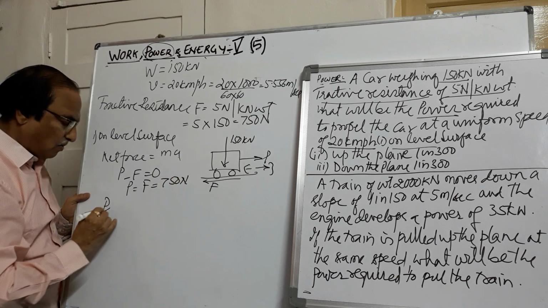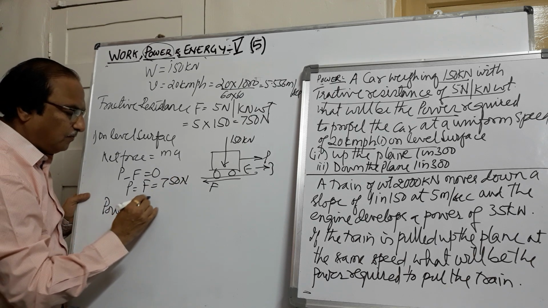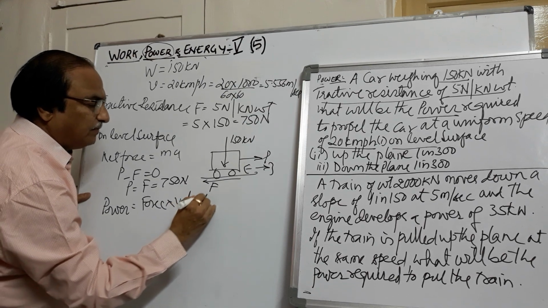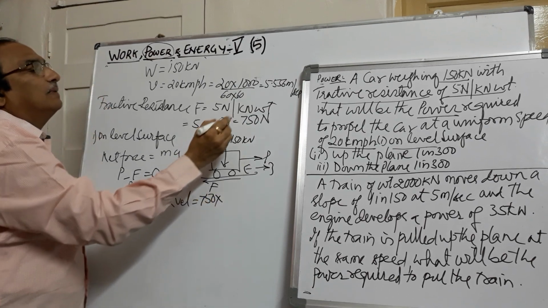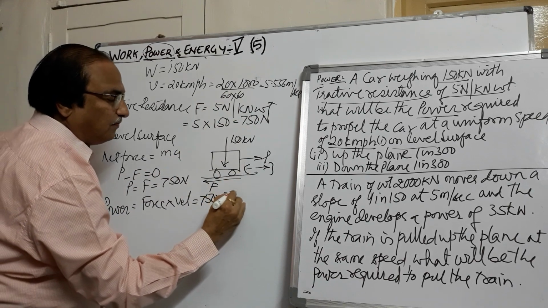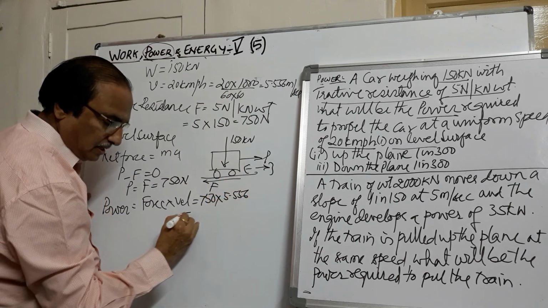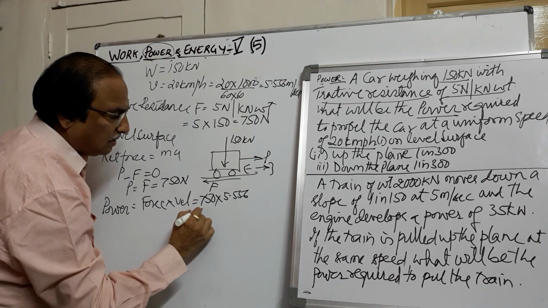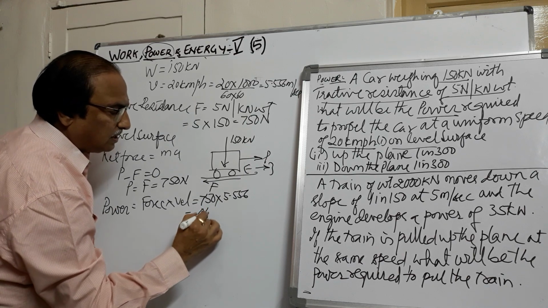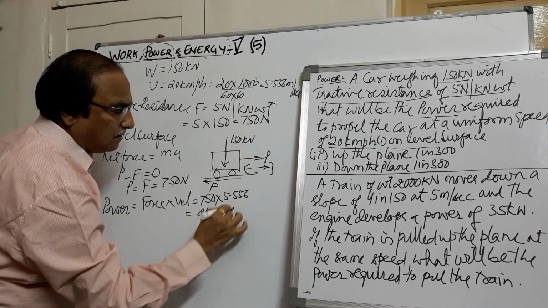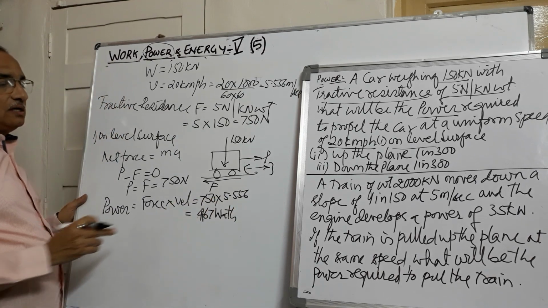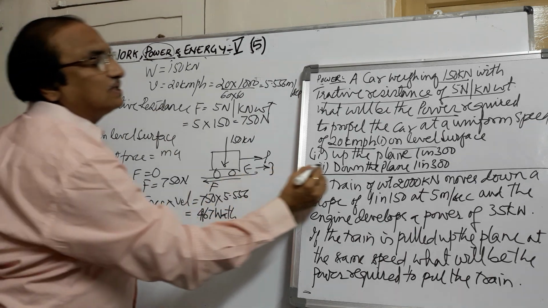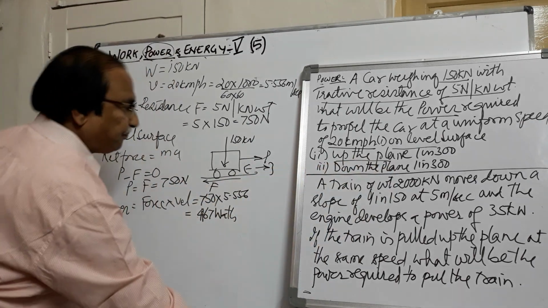Now we can find out power is equal to force into velocity. So this will be equal to 750 into the velocity 5.556, you get the power as 4167 watts. So this is the power required when it moves on a level surface. We will go to the second case, up the plane.